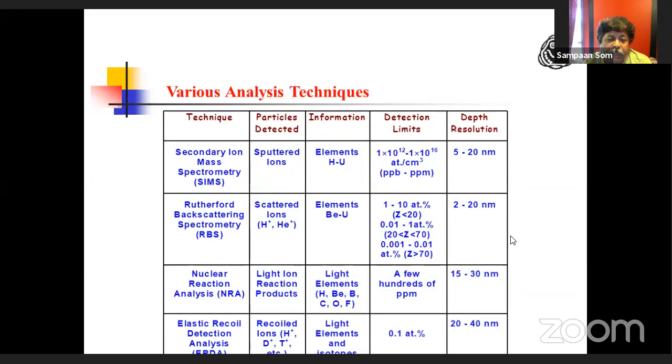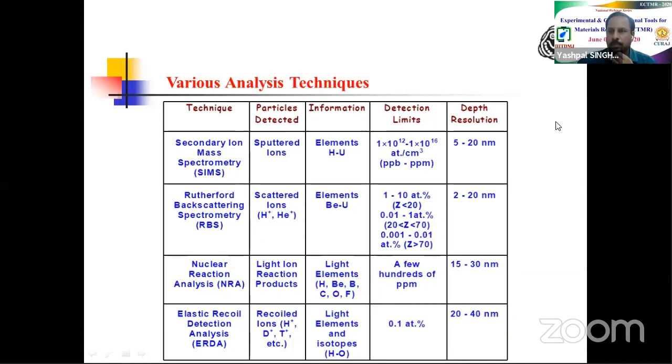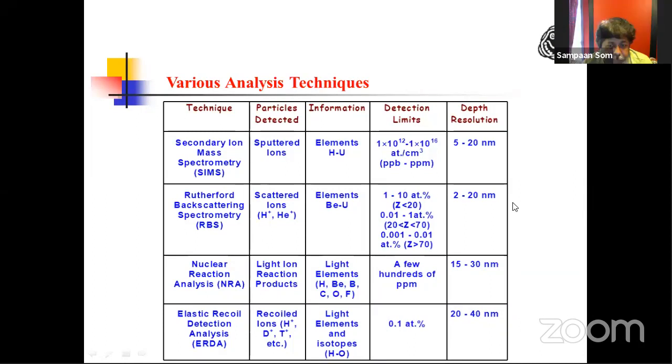Well, the most popular one is secondary ion mass spectrometry, particularly for semiconducting materials analysis. It's extremely sensitive, but it's destructive as well, so there is a trade-off. It's very sensitive to elements from hydrogen to uranium, basically all the elements in the periodic table, and it can detect them with a high detection limit.